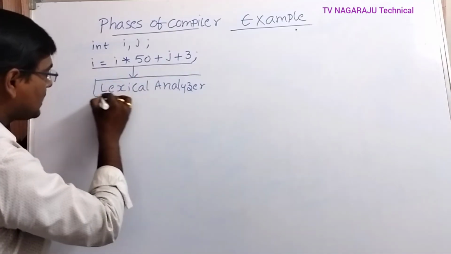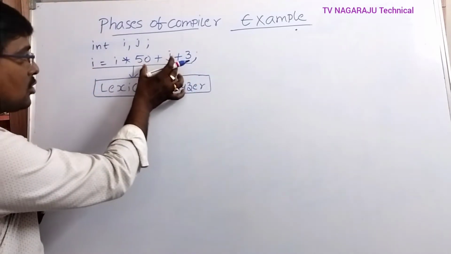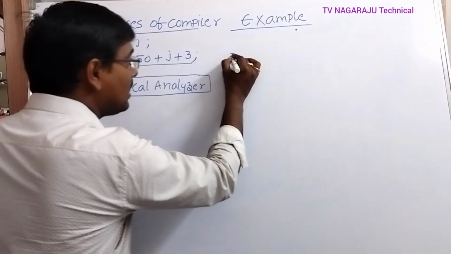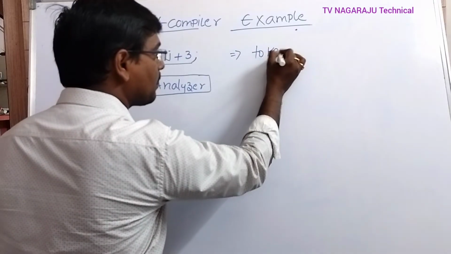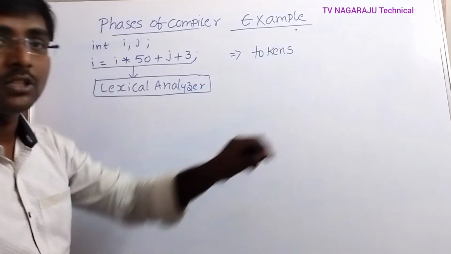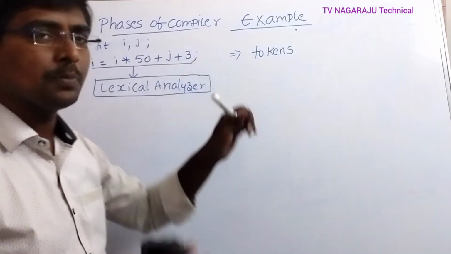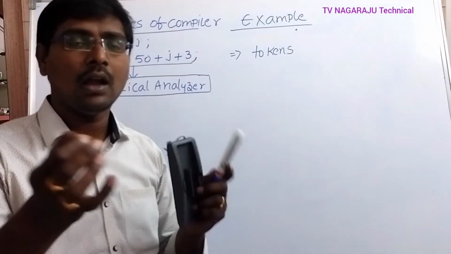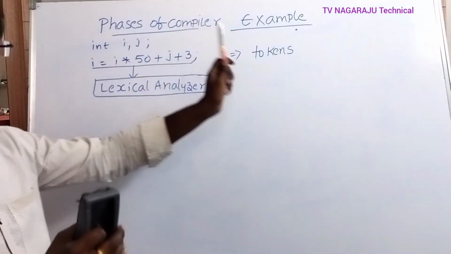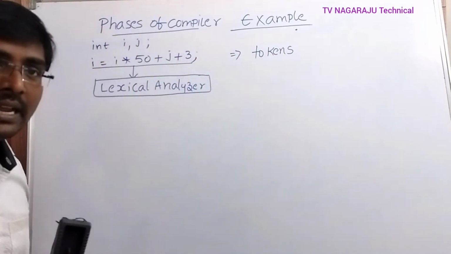So what does this lexical analyzer do? Simply, the lexical analyzer reads the source program character by character and then generates tokens. What do you mean by token? Token is simply anything of the source program. That means either a variable, constant, operator, identifier, whatever it is. Each and everything is called a token. The tokens are generated from the lexical analyzer.